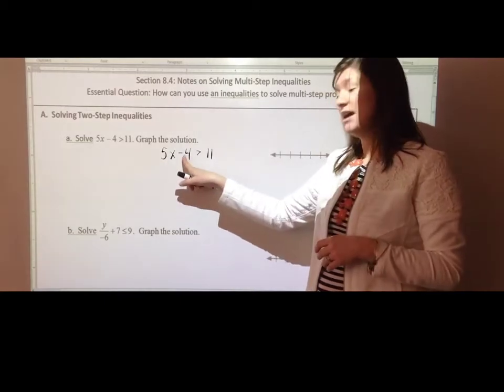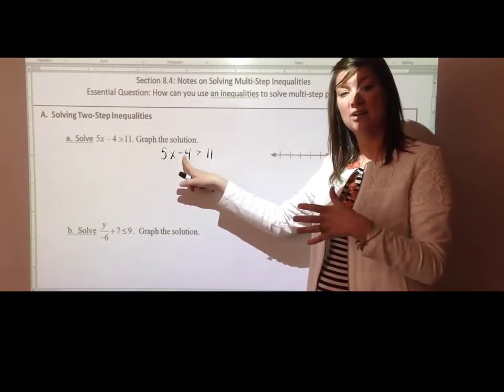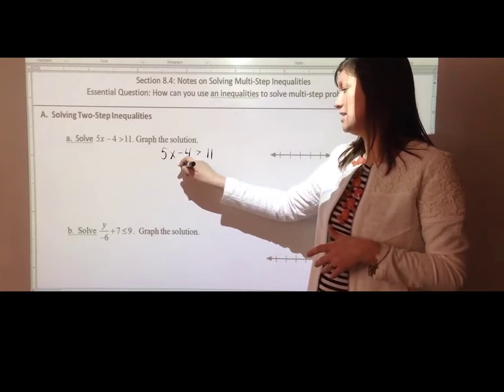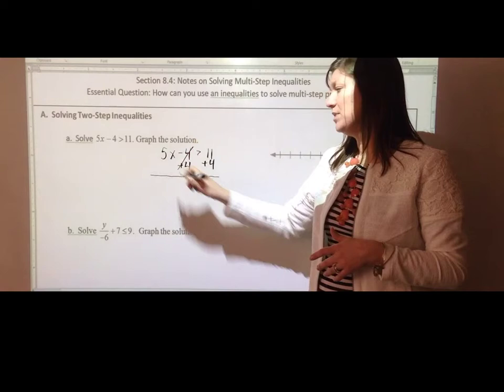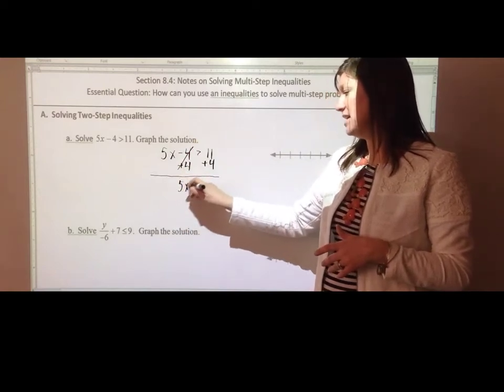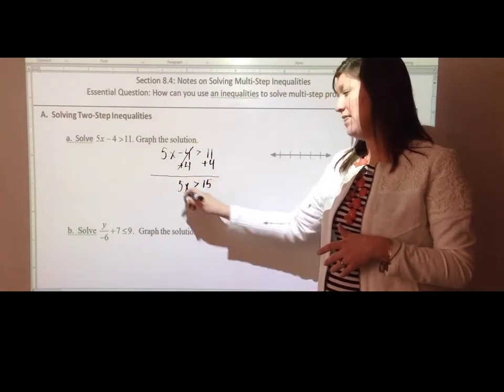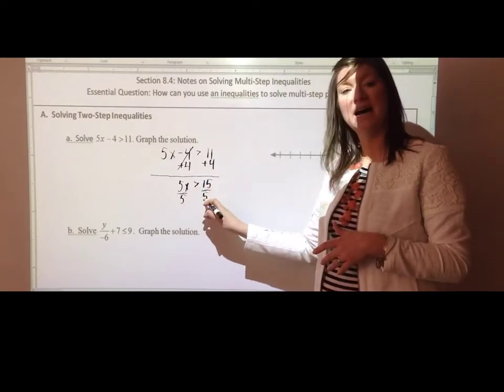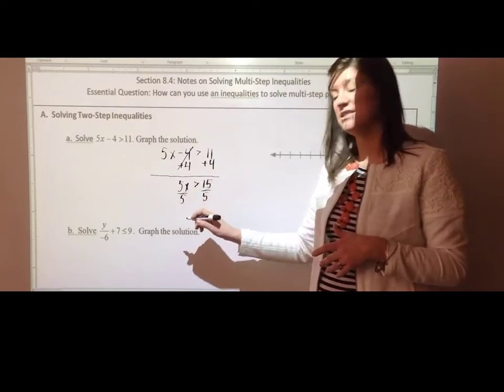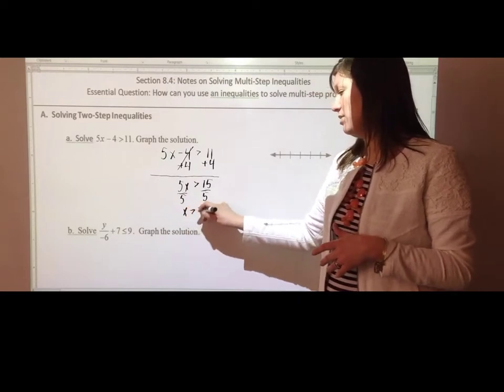So in this case, I have to get rid of my constant first, add or subtract the constant term. So in this case, I'm adding. So I'm going to add 4 to both sides of the inequality. So I get 5x is greater than 15, and then I'm going to divide by 5. Since I'm dividing the inequality by the same positive number, I don't need to touch that sign. So x is greater than 3.